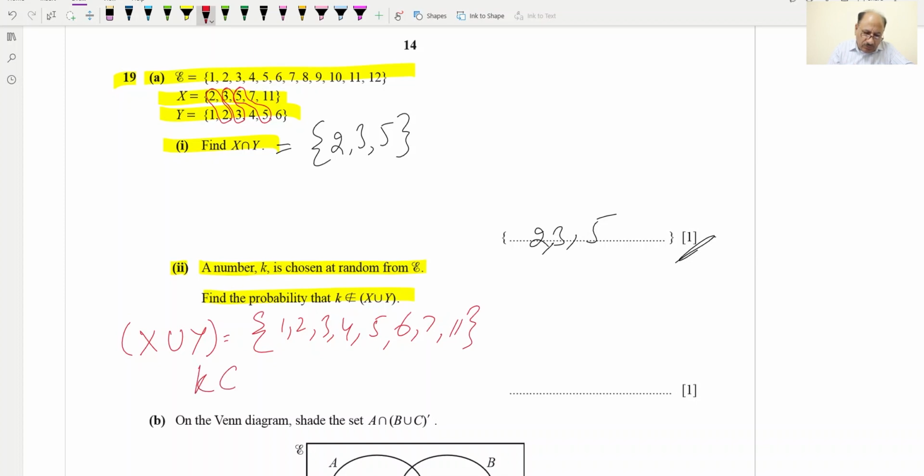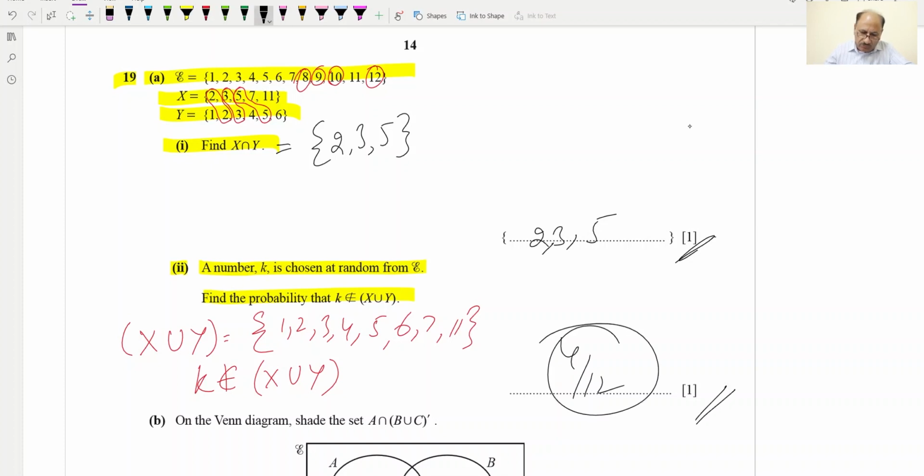Now k is not a member of X union Y. So those will be which numbers? That will be 8, 9. If we check the universal set, it will be 8, 9, 10 and 12. So 4 members. So we'll write 4 out of 12. So this will be our final answer, 4 out of 12 for this. This is a 1 mark question.